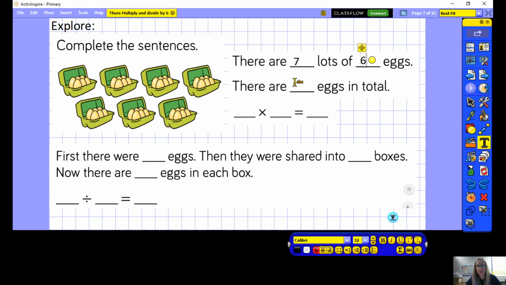So how many eggs are there in total? I can count in sixes to help me. So I can count 6, 12, 18, 24, 30, 36, 42. So there are 42 eggs in total. Now I can think about writing this as a multiplication. So 7 times 6 equals 42.